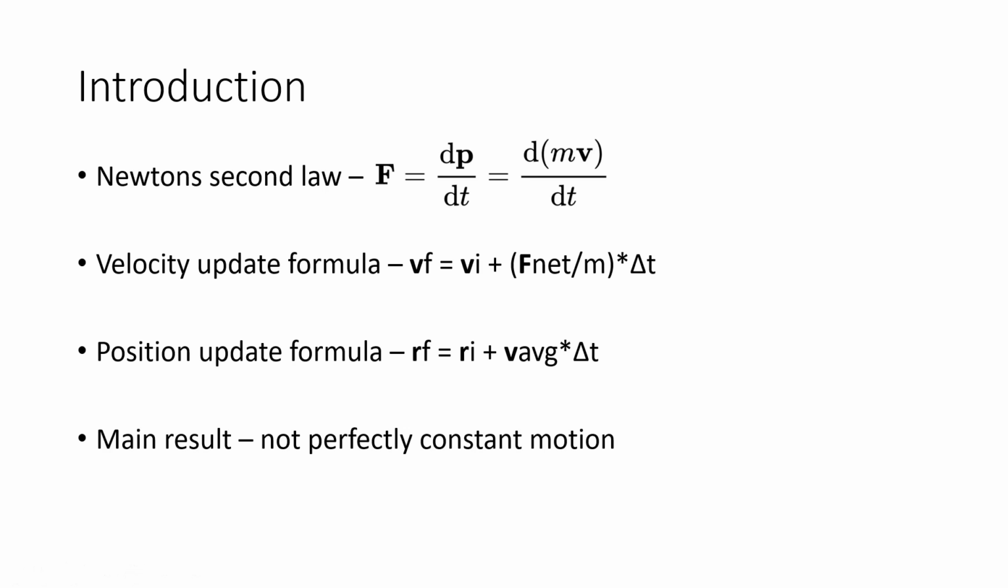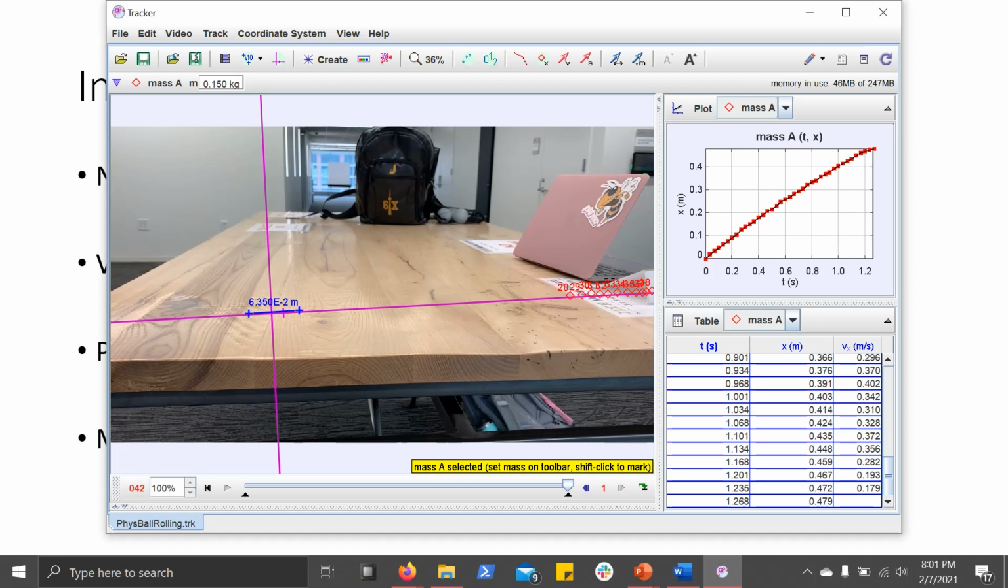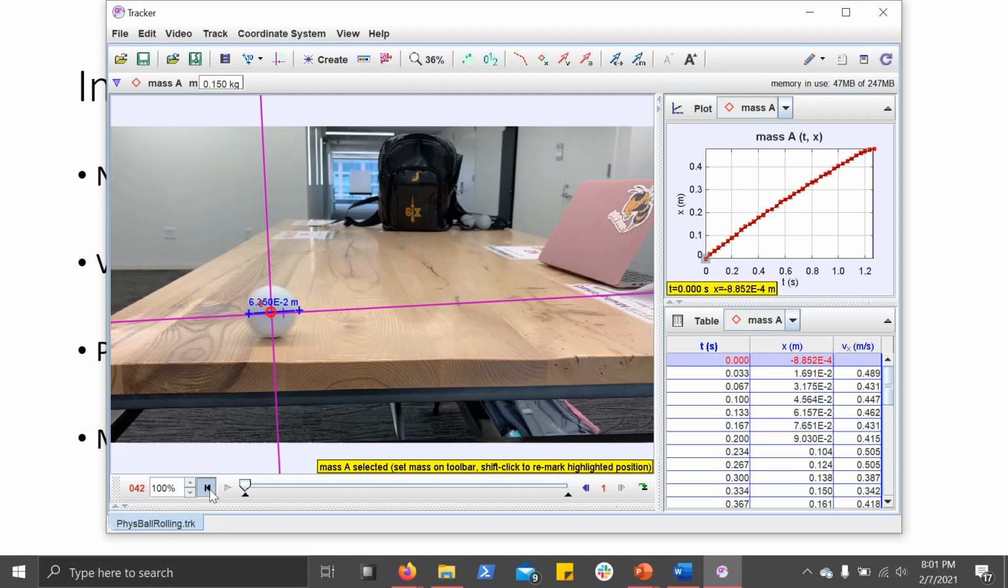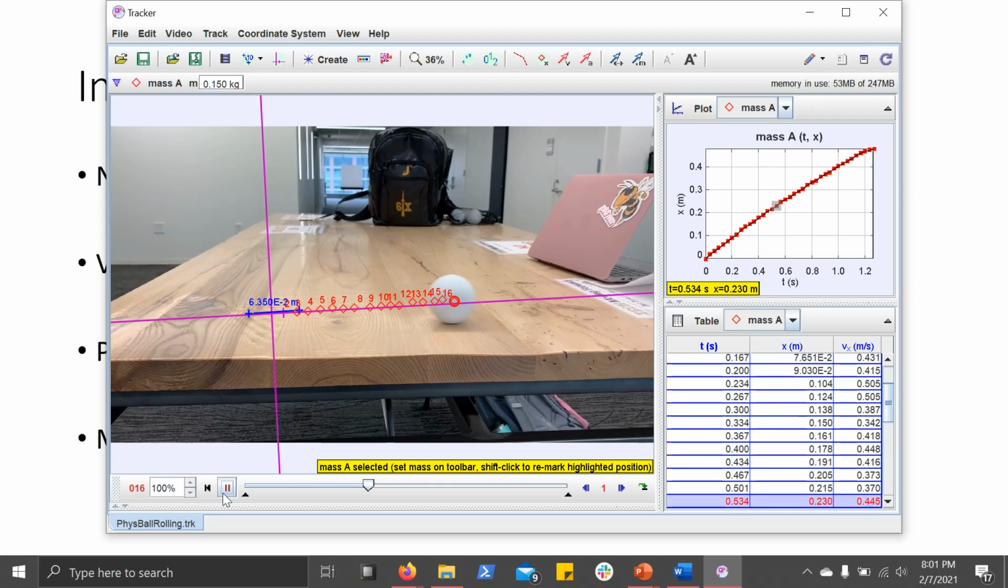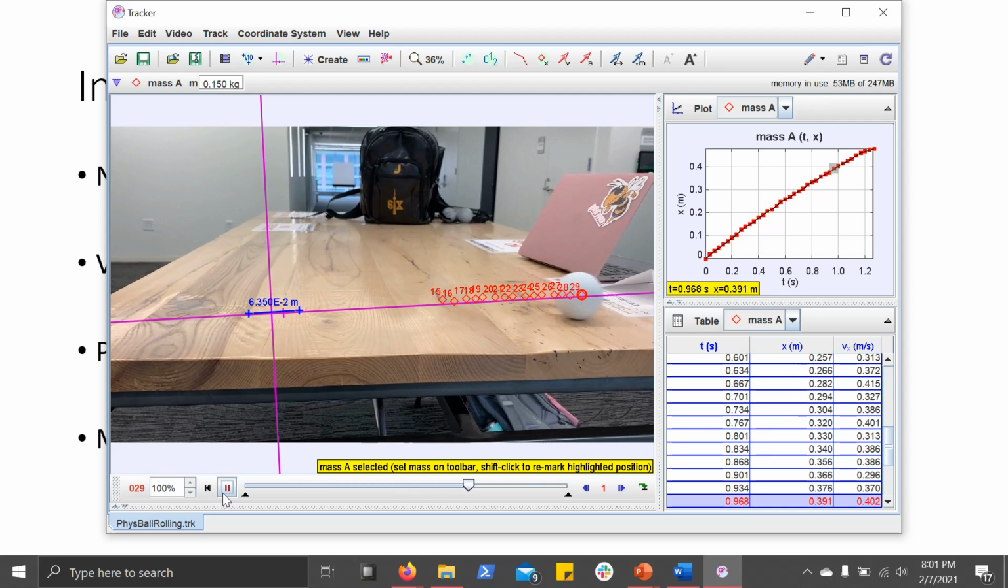The experiment that I observed is a ball rolling across a table at a constant velocity. The positive x-axis was to the right with a 3-degree incline due to the placement and tilt of the camera. I used the plotting function of Tracker to get the position as a function of time and used this to calculate my velocity.